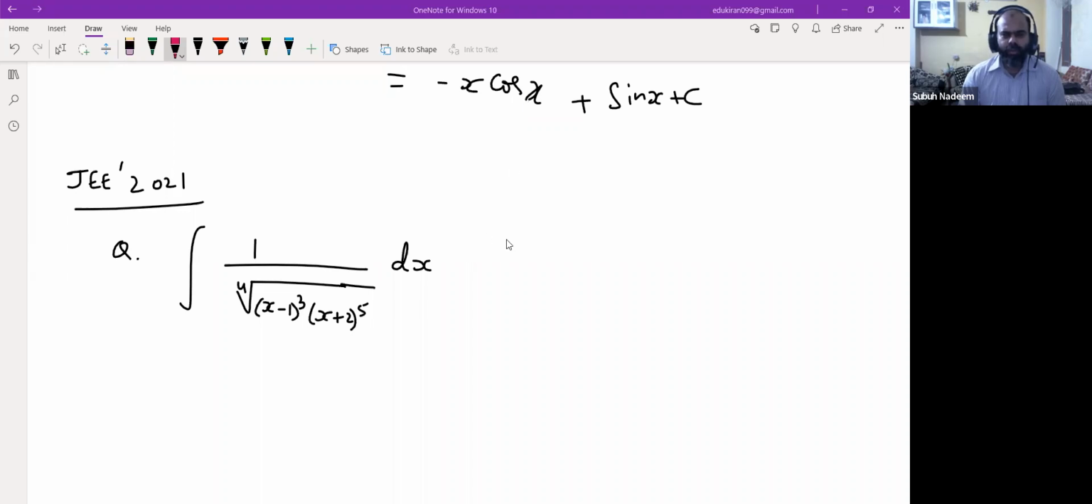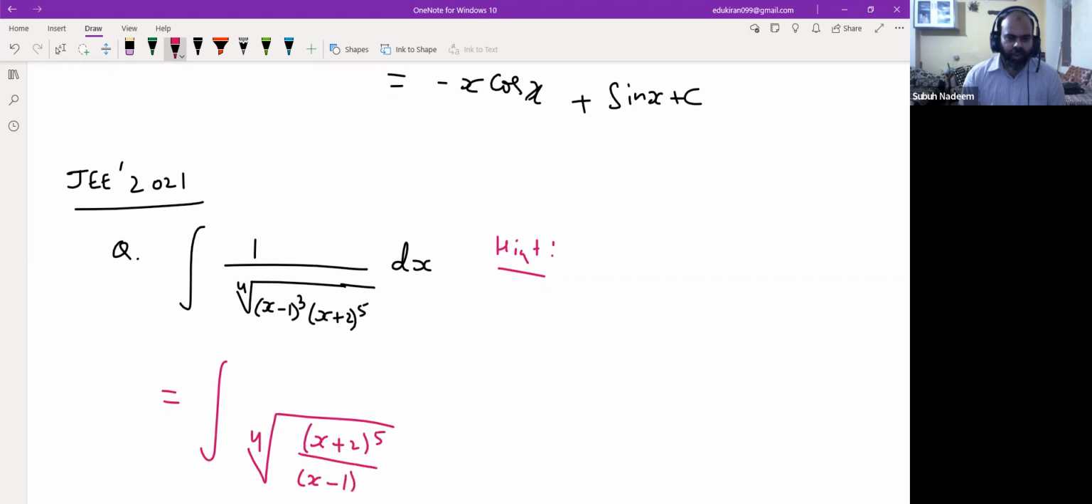I can give you a hint here. You can see that x minus 1 has a power 3, which is 1 less than 4, and x plus 2 has a power 5, which is 1 more than 4. And why am I talking about 4? Because it is the fourth root. So what you will do here is take x plus 2 to the power 5 by x minus 1 to the power 5.